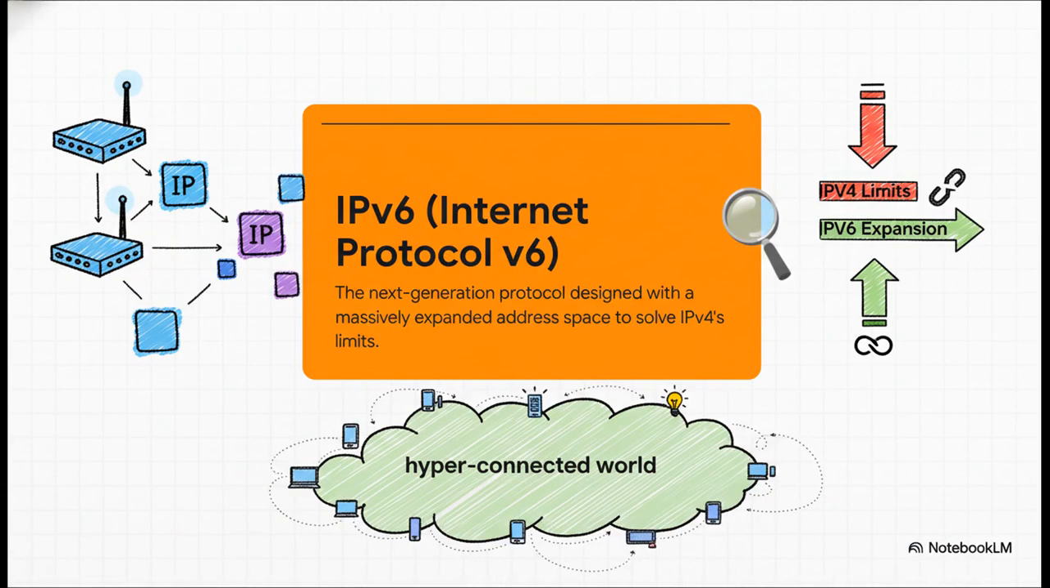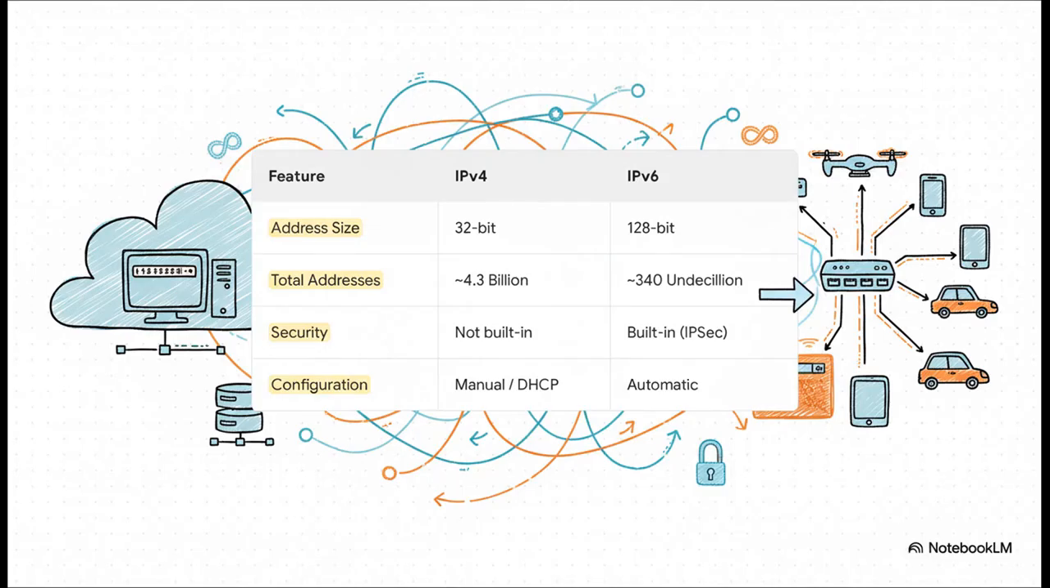And the solution, the hero that saved the day, is called IPv6. It's the next generation of the Internet Protocol, and it was designed from the ground up to solve that address shortage and basically future-proof the internet for, well, forever. Now, the sheer scale of this upgrade is hard to wrap your head around. IPv4 used a 32-bit address. IPv6 uses a 128-bit address. So what does that even mean?